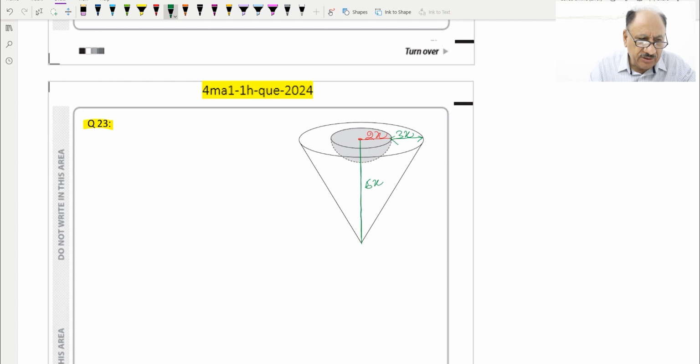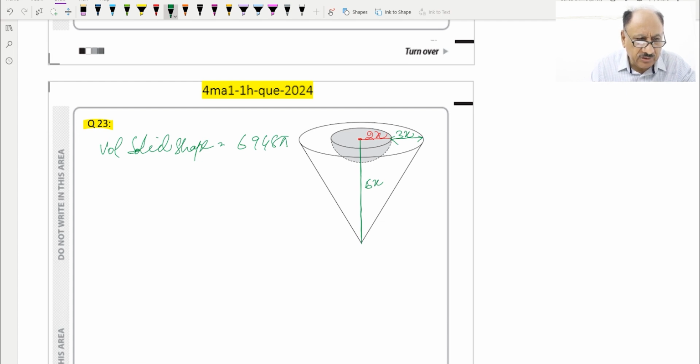The volume of the solid shape is given. Volume of the solid shape is given as 6948 pi.